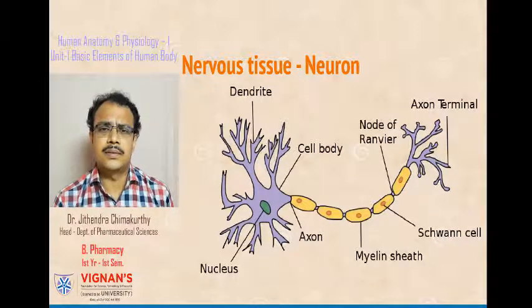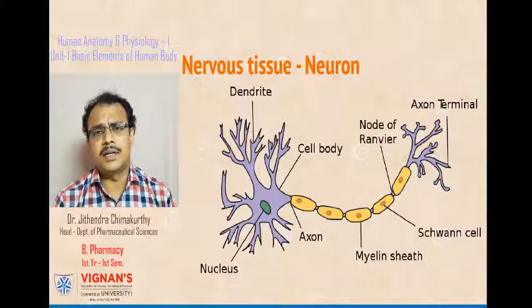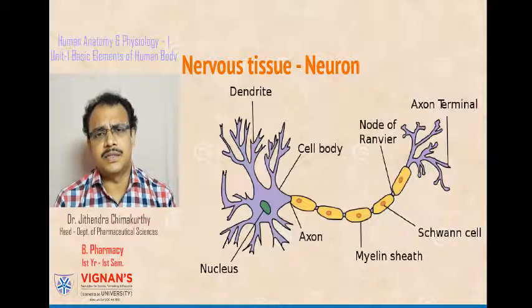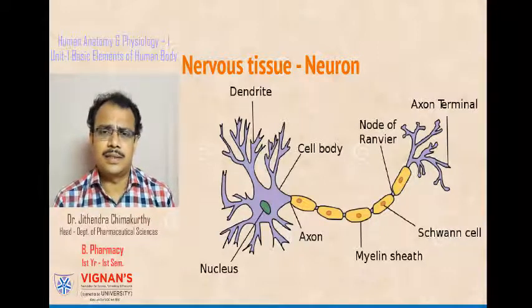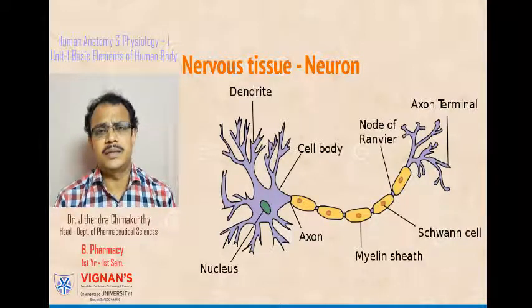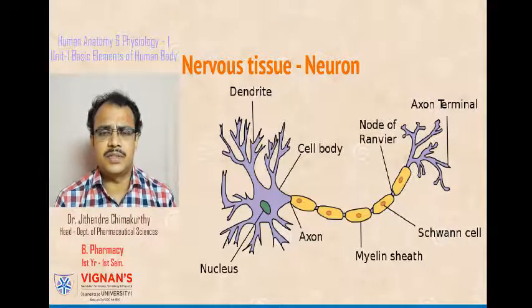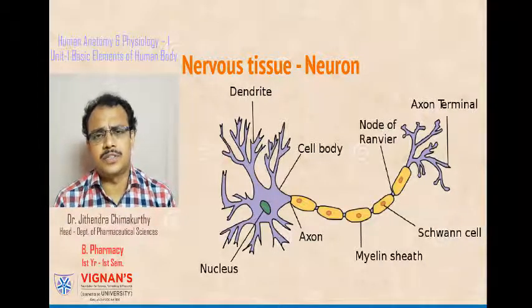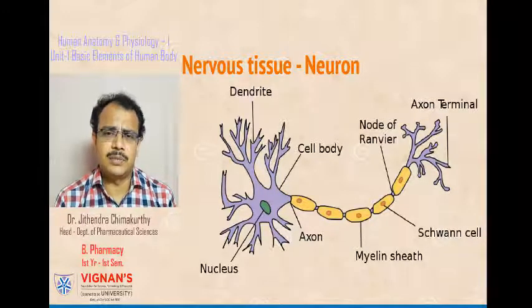Nerve impulses can be initiated by any stimulus, and this stimulus can be an external stimulus or an internal stimulus. For example, light and touch are external stimuli, whereas a change in the rate of respiration with the change in carbon dioxide concentration in the blood acts as an internal stimulus.